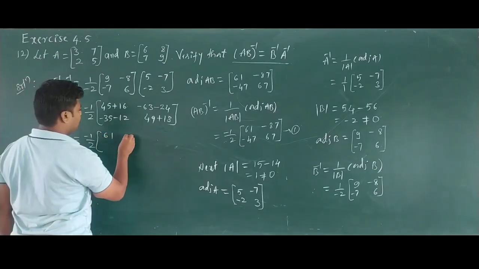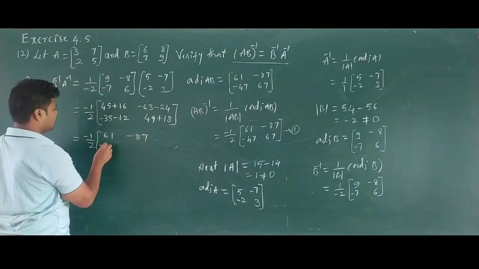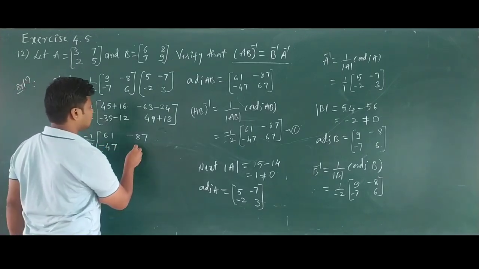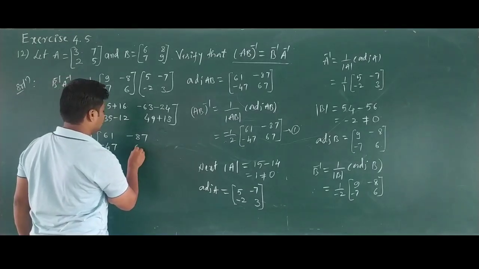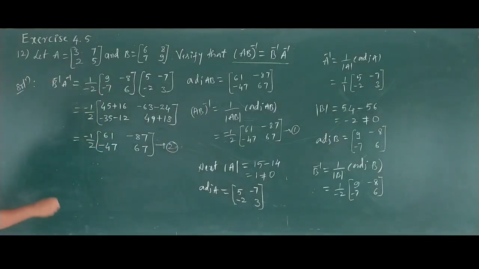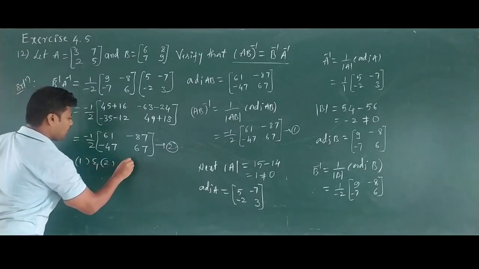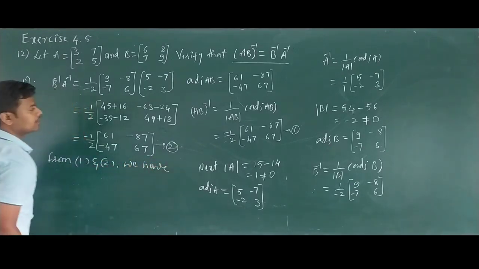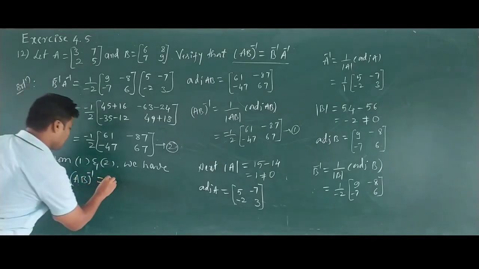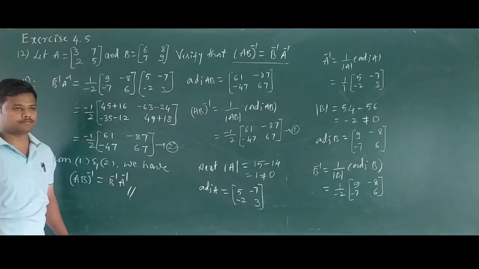Minus 1 by 2 into 61, minus 87, minus 47, 67. So from equation 1 and 2, we have (AB) whole inverse equals B inverse into A inverse. That's the rule. Got it.